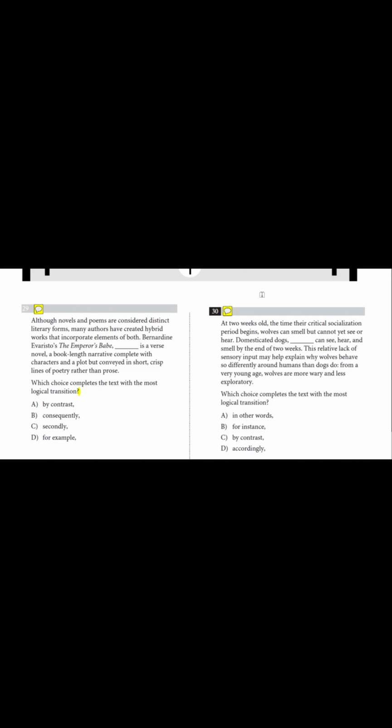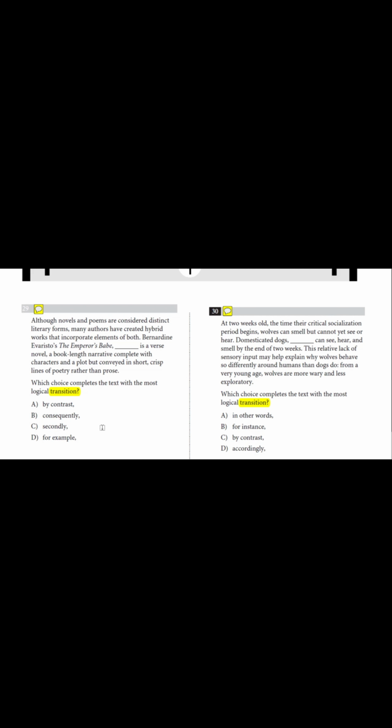Go directly to the question stem. You're gonna find it saying, "Which choice completes the text with the most logical transition?" So for sure this is a transition question, and also all the answer choices here are words and phrases that show transition or relationship between two ideas or two sentences.